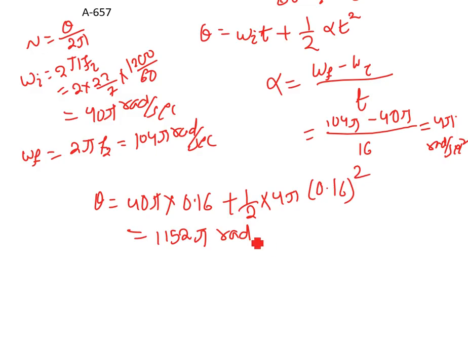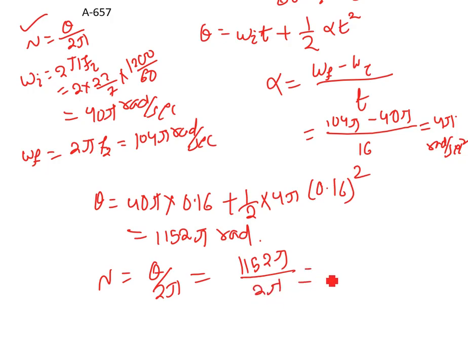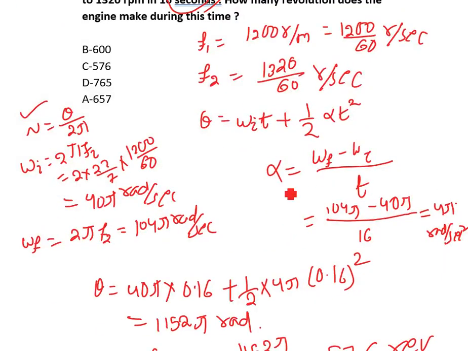After getting theta, n is theta by 2 pi, since we have to find the number of revolutions. So it is 1152 pi divided by 2 pi. If I calculate, it's around 576 revolutions. Just look at the options. Option C is written 576 revolutions. So question number 9 is 576 revolutions.